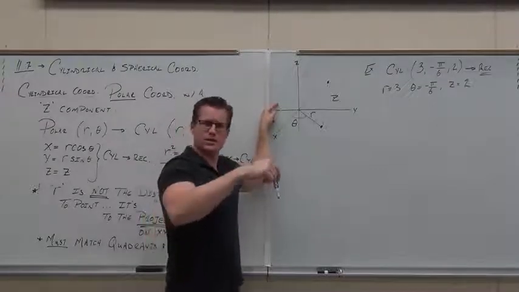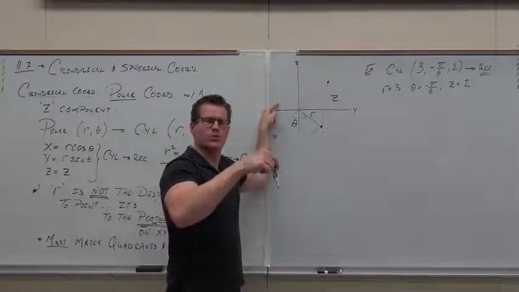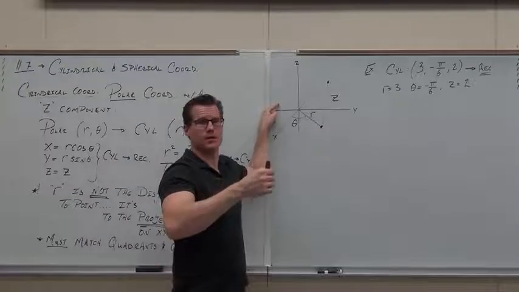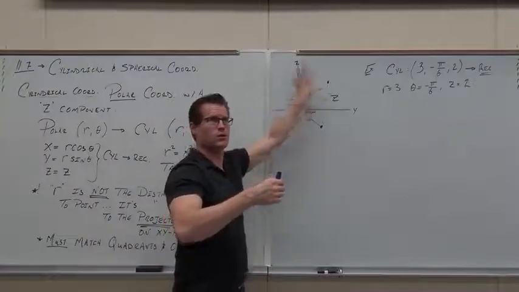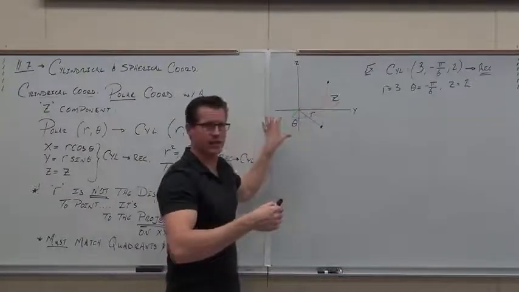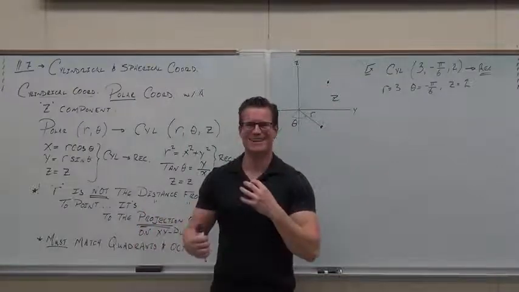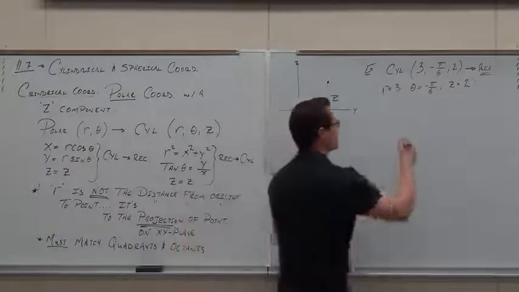What quadrant would the projection be in? 4. Perfect. What octant are we in? 4, and then we drop down 5, 6, 7, 8. Okay, so we are in quadrant 4. We're also in octant 4. Does that make sense? Write that down.